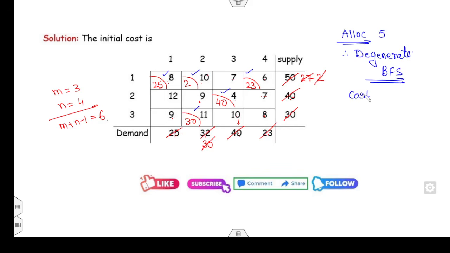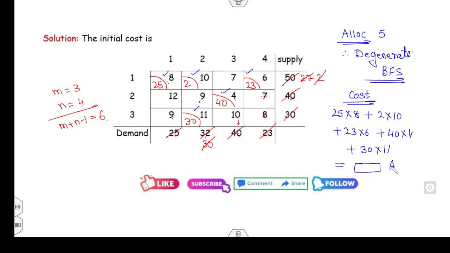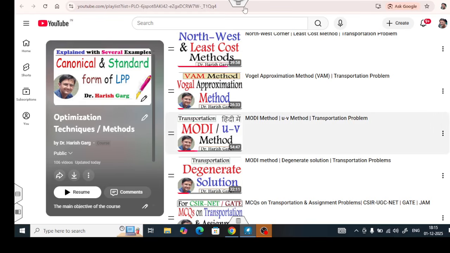Fine. And your initial cost will be, you can multiply them: 25 into 8 plus 2 into 10 plus 23 into 6 plus 40 into 4 plus 30 into 11, and you can multiply them and get the right answer of the problem. Remember student, this cost is only the feasible cost. Fine, not the optimal one. In order to check whether they are optimal or not, you have to apply the MODI method, also called the UV method.